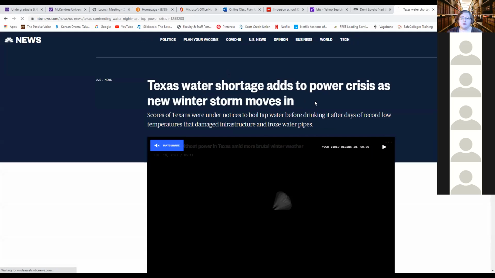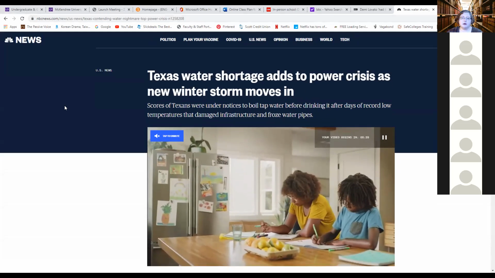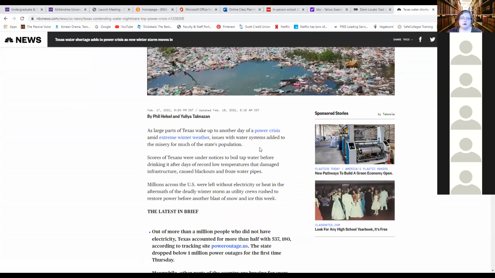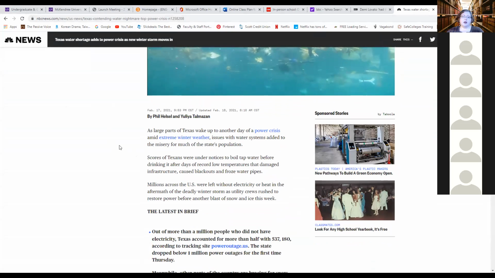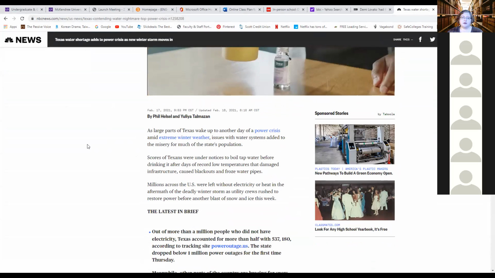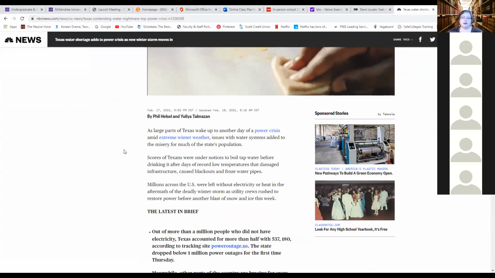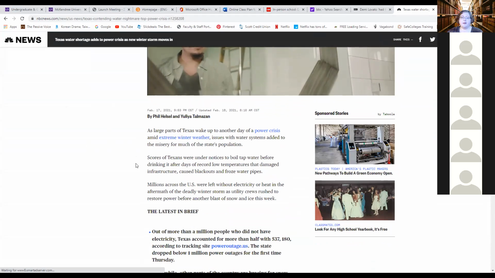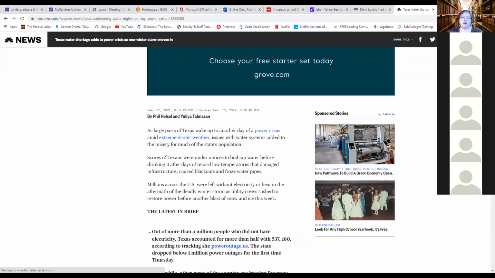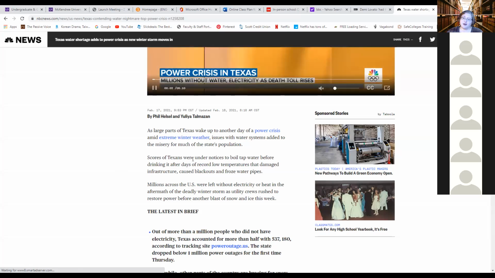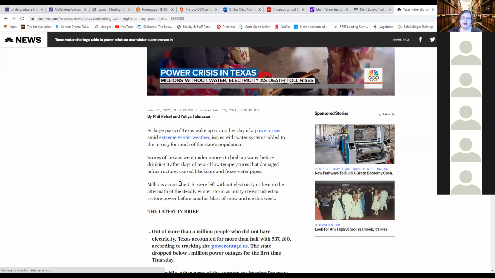Texas water shortage adds to power crisis as the new winter storm moves in. So as large parts of Texas wake up to another day of the power crisis, extreme winter weather, issues with the water system added to the misery for much of the state's population. Yeah, they're telling people to boil tap water, but that's hard if you don't have electricity. I can do it because I have a gas stove, but a lot of people don't have gas either, because there's no electricity to work the pumps for the gas. So that's going to be problematic.